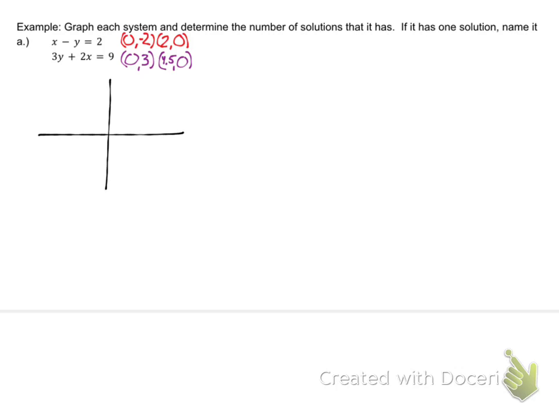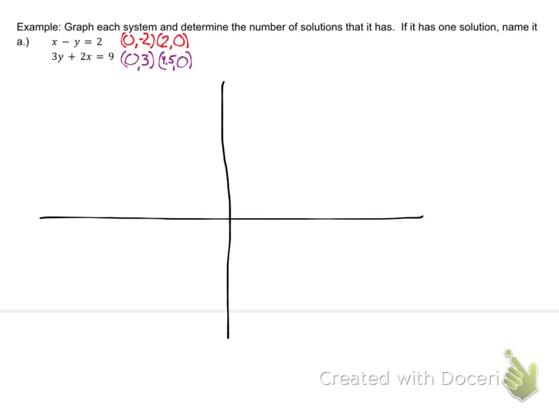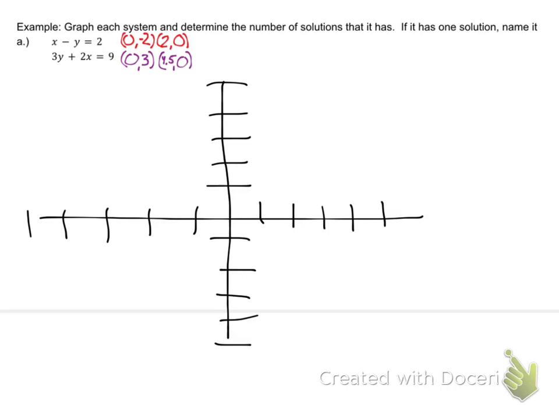Try making your lines as straight as possible. This would help us out tremendously. Make your tick marks as uniform as possible. It's not always easy, as my tick marks I think are a little bit off.